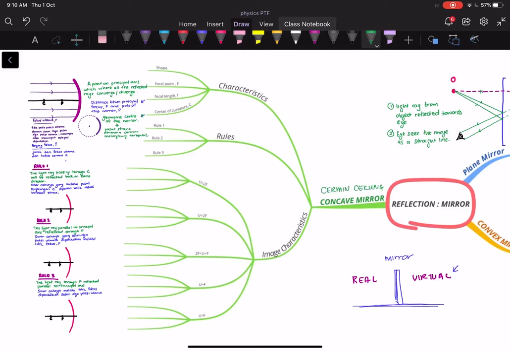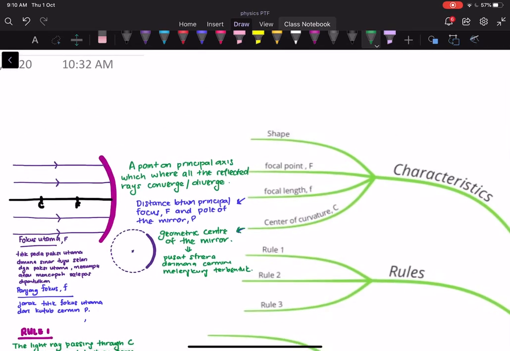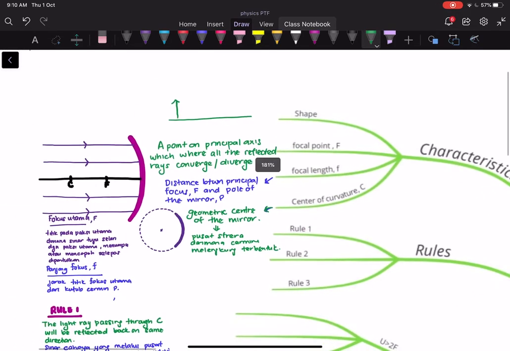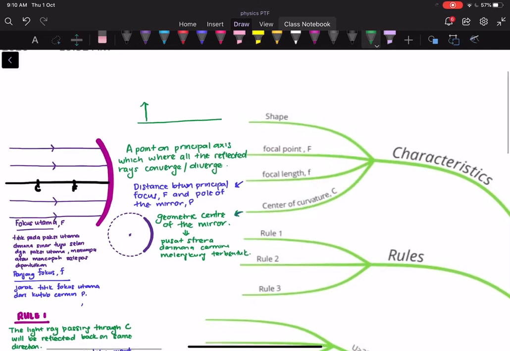Now, first of all, let's look at the characteristics related to concave mirror ataupun cermin cekung, ya. So the first one is the shape itself. So how do you draw the shape? Okay, let's say you have an object here. For a concave mirror ataupun cermin cekung, the curve of the mirror is facing the object. If this is my object here, the curve will be as though facing the object. Then this is exactly called a concave mirror.